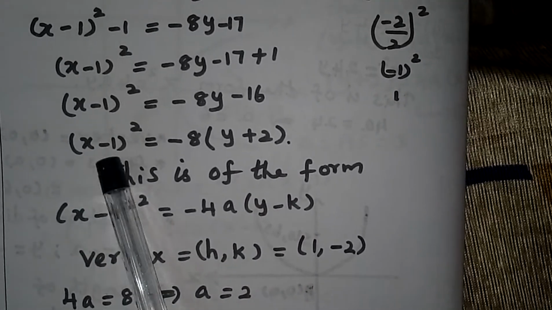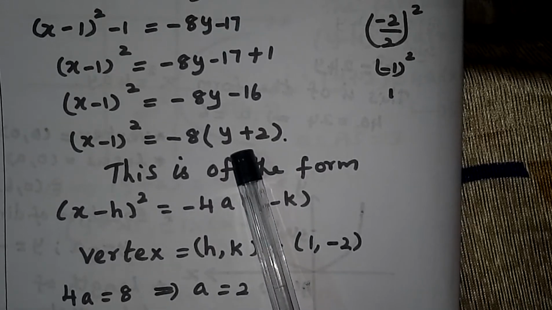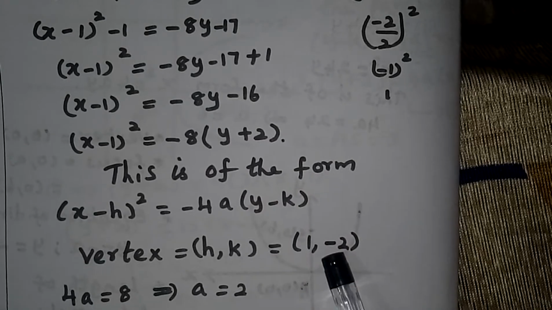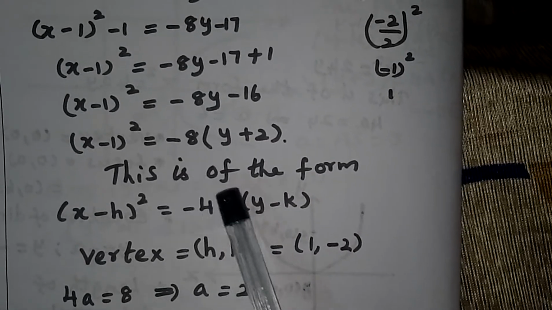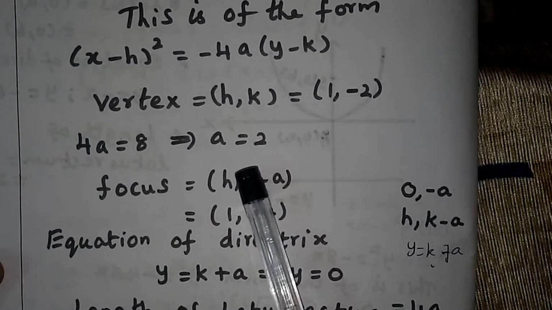So h means x minus h. This is our h value, 1. Then here we have plus 2. But plus 2, how can we write it? y minus of minus 2, isn't it? So our k value is minus 2. Then 4a: in the place of 4a we have 8. So 4a equal to 8 means a is equal to 2.